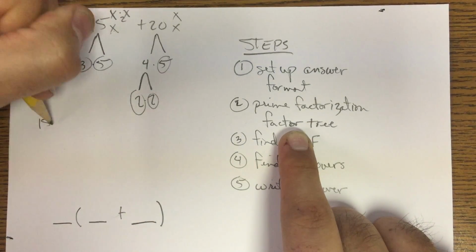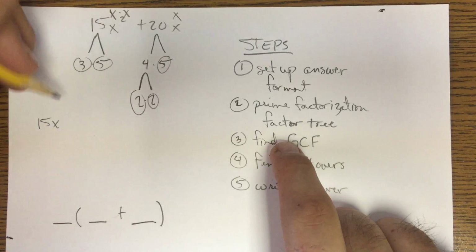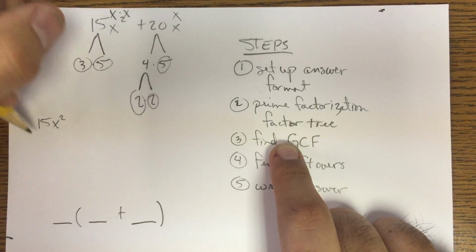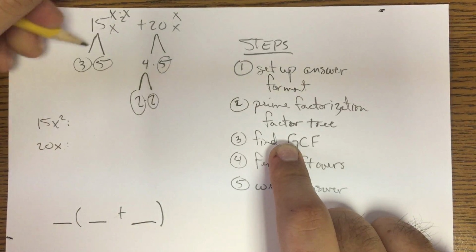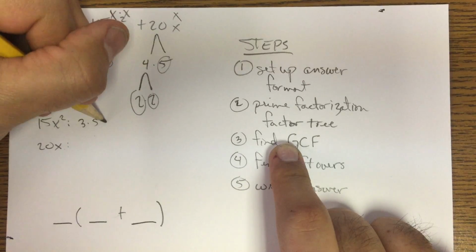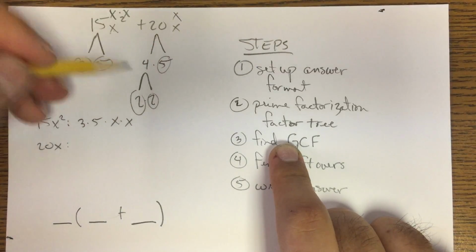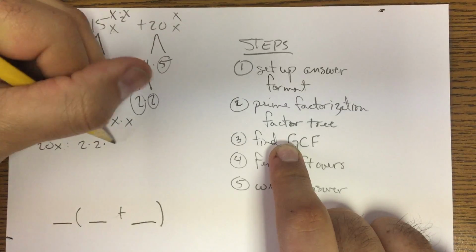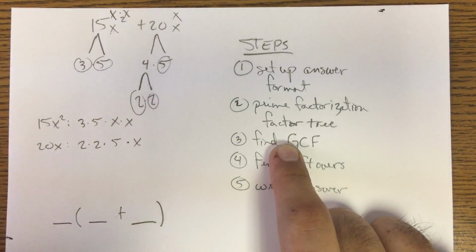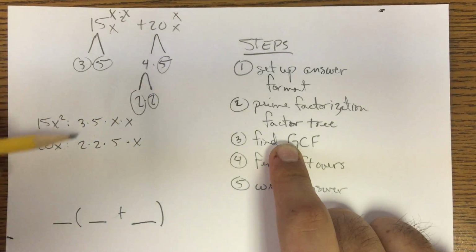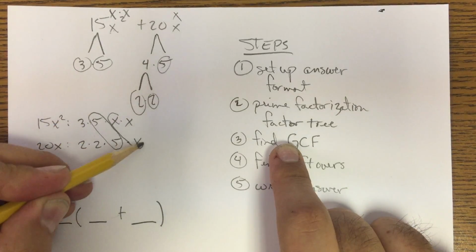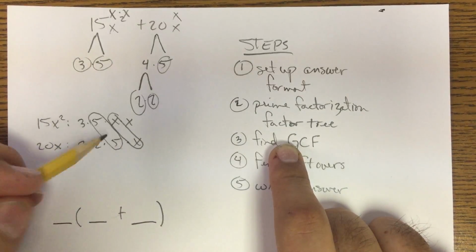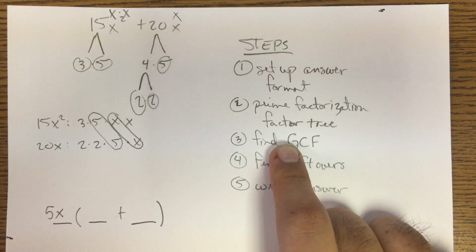So let's write this out, our terms. So now we're finding the GCF by writing out our prime factorizations and figuring out what is the same and what is left over. So here we have 3 times 5 times x times x. Here we have 2 times 2 times 5 times x. Okay. So what do they have in common? Well, there's no 3's. Oh, here we have a 5. That's common. And look, both of these have an x. So the greatest common factor is 5x.